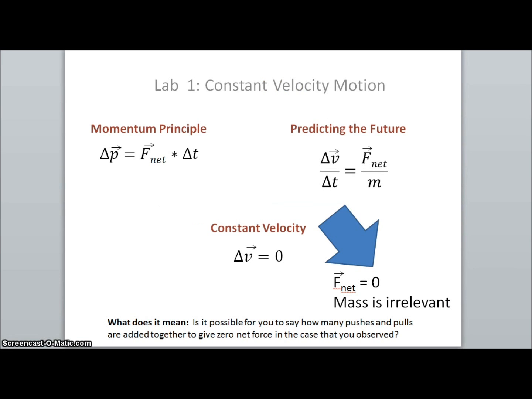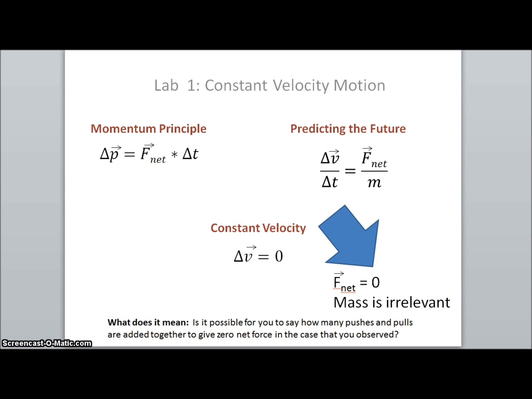Now, is it possible for me to say how many pushes and pulls were added together to give a zero net force in this case? I would say in this observation, possibly. The only push would have been my finger pushing the golf ball to the right, and then any other pushes or pulls would have negated that to be a constant velocity. However, generally, I don't believe this to be the case.